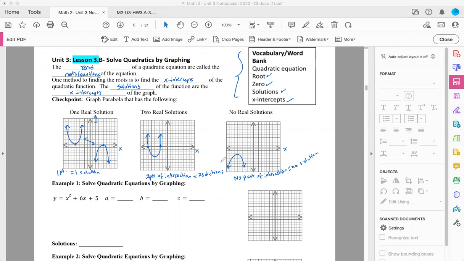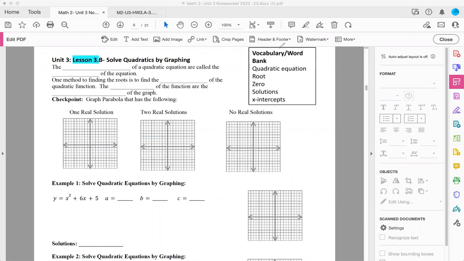One point of intersection, one solution. Two points of intersection, two solutions. No point of intersection, no solution. These are the only three options that you would have for a quadratic when you graph it, right? These are the three and only three options. There's not going to be a fourth option. So having said this, let's move on to the first example.